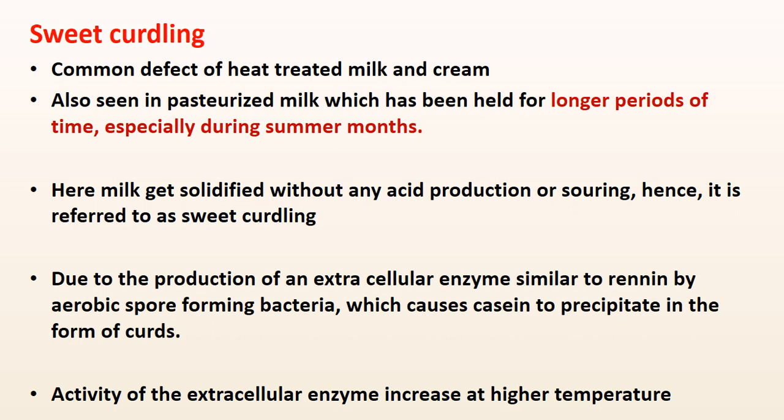So the main cause of sweet curdling is the renin-like enzyme produced by spore forming aerobic bacteria. The activity of the extracellular enzyme increases at higher temperature. So these enzymes become more active at higher temperature. Whenever pasteurized milk is held for a longer time, this kind of change can happen. So this happens without even acid production or souring, mainly due to this enzyme.